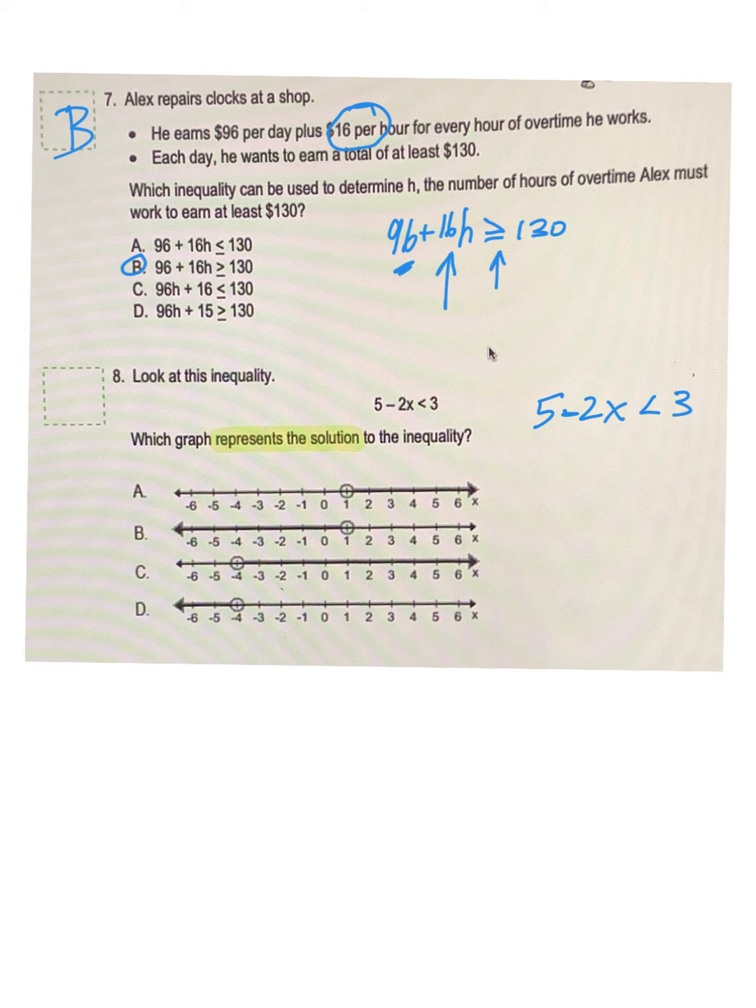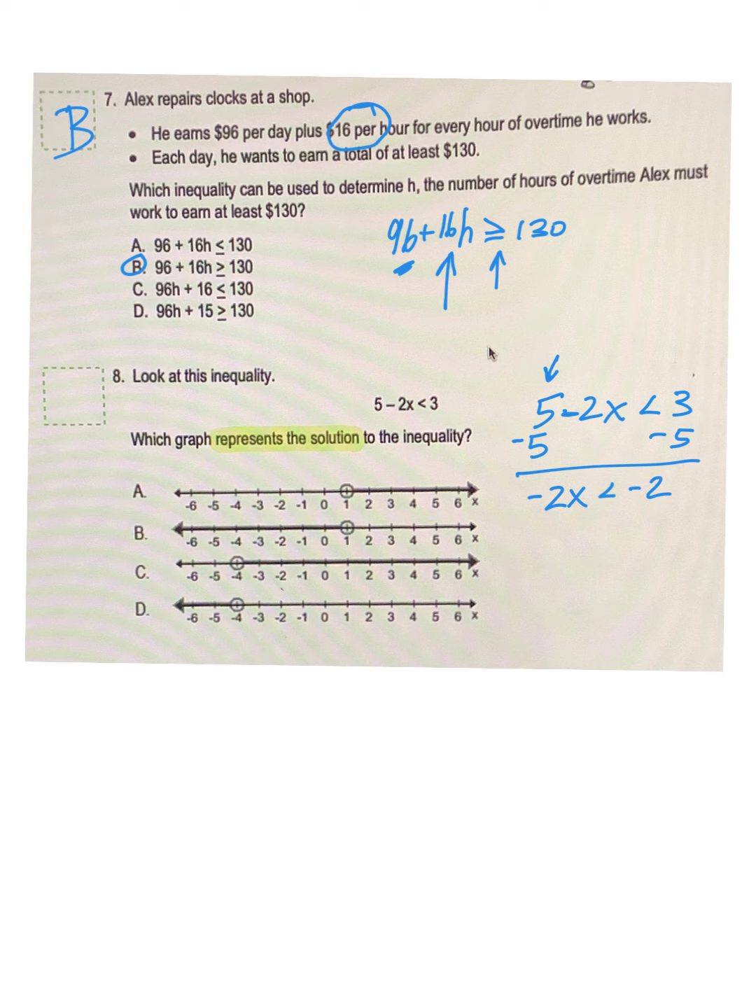So just like when we were solving equations, we're first looking to see if anything is being added or subtracted from the variable term. I see we have a positive 5, so we're going to subtract 5 from both sides, which leaves us with negative 2x is less than negative 2.